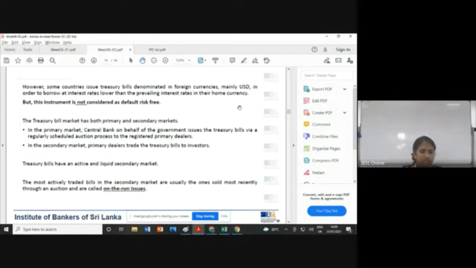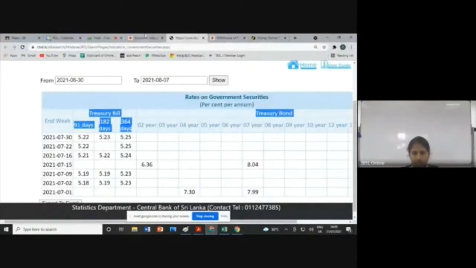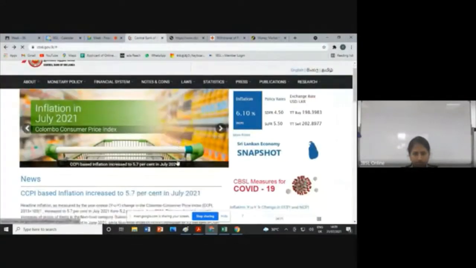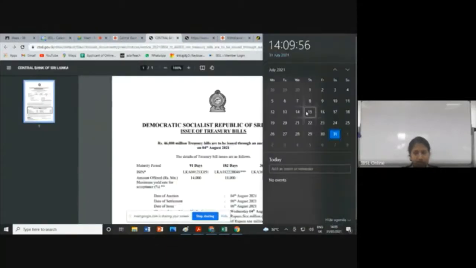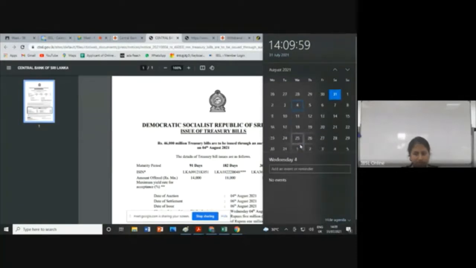Now, how does this primary market work? In the primary market, you have a regularly scheduled auction process. Every Wednesday, they conduct the auction. Friday is the settlement day. They announce it 1 week before. Yesterday on Friday, they announced that there's going to be a treasury bill issuance where the auction is going to be held on 4th August. So every Wednesday you would have the auction, and Friday is the settlement date.